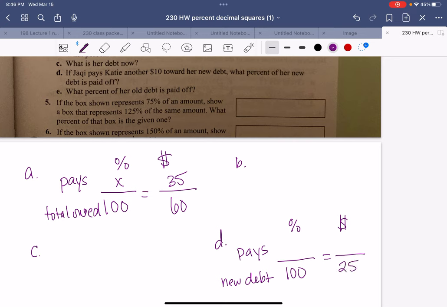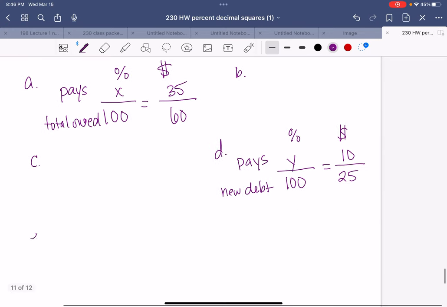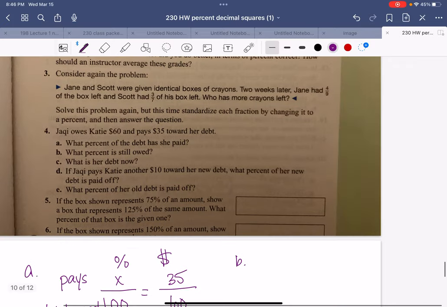So now she owes $25 and she's paying $10. And then we're going to find what is that amount of money. Okay, so you can solve for that. And then part E, what percent of her old debt is paid off?